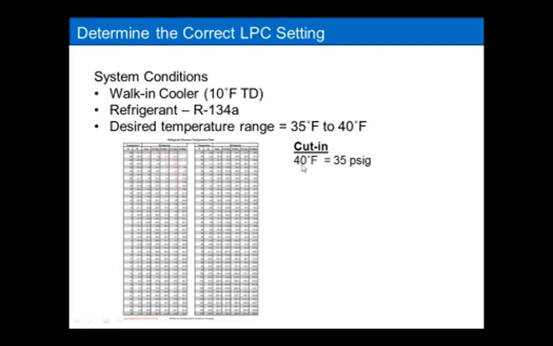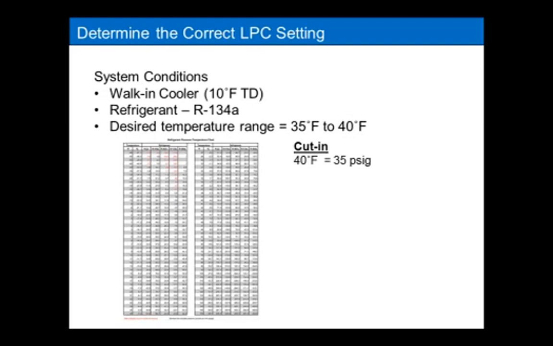So first things first, I'm going to set my cut-in. I'm going to go to my PT chart, and I'm going to look for 134A. I'm going to find what's the pressure value for 40 degrees, because 40 degrees is going to be my higher case temperature.